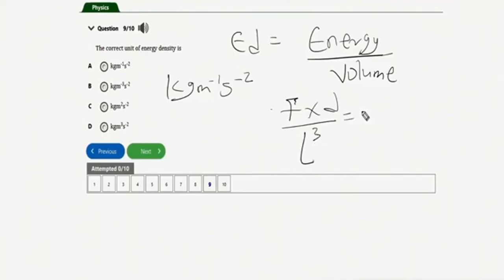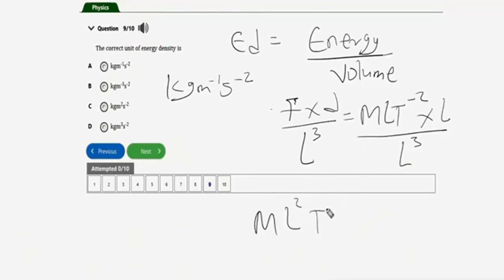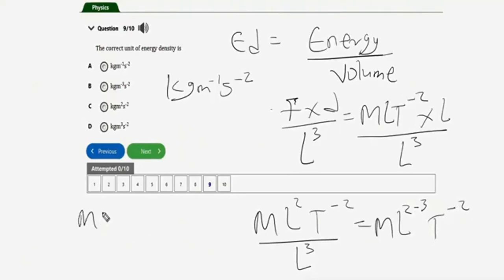So the dimension of force is M L per time square, times L, over length cube. When you simplify, you have M L square per time square over L cube. By the law of indices, you subtract the powers of the length, since it's division. This will give you M L to the power 2 minus 3 per time square. So the final result will be M L to the power negative 1 per time square.